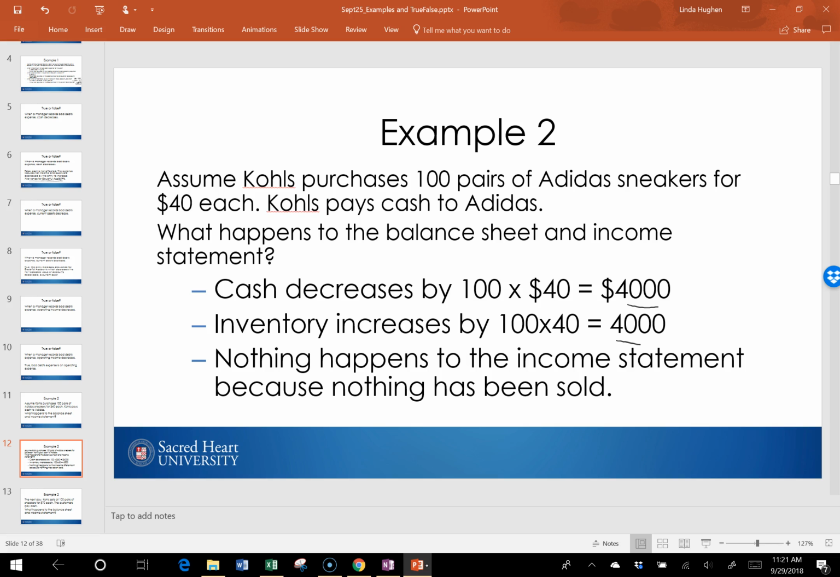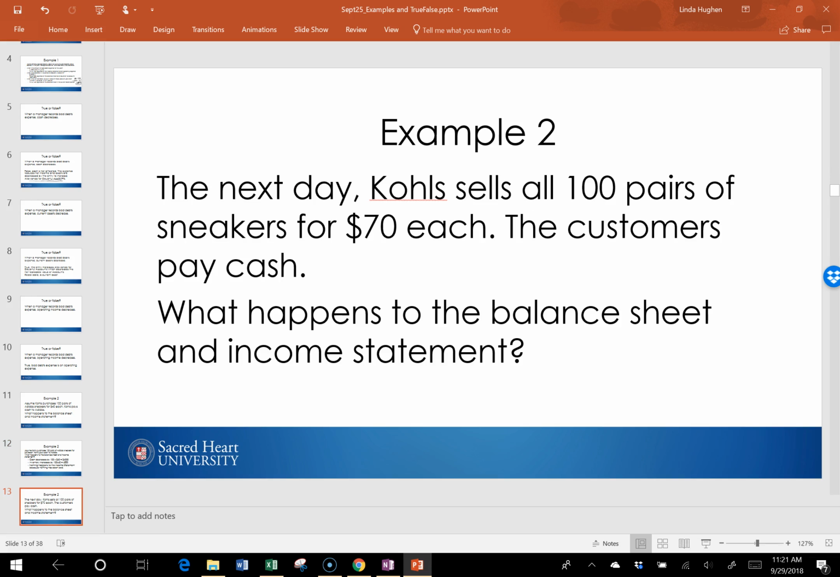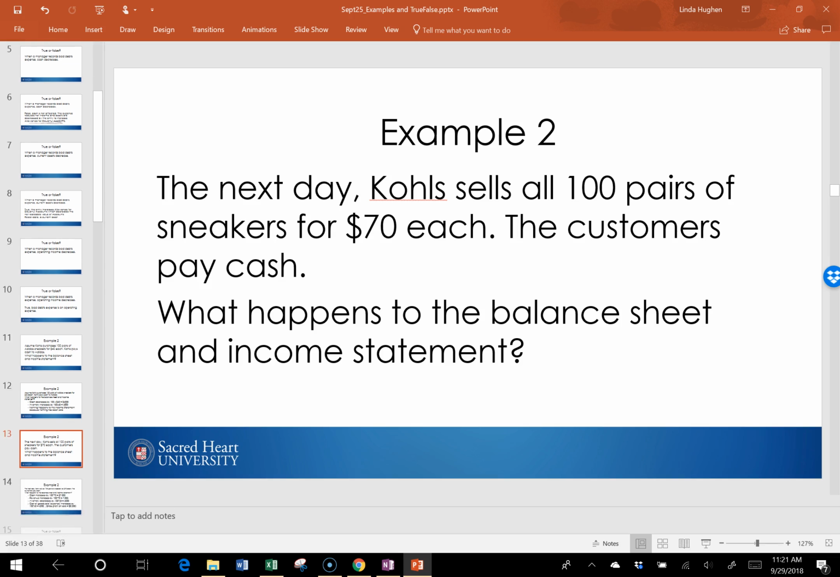Remember, revenue is recorded when goods or services have been provided to a customer. That has not happened yet. The next day, Kohl's sells all 100 pairs of sneakers for $70 each. The customers pay cash. What happens to the balance sheet and the income statement?